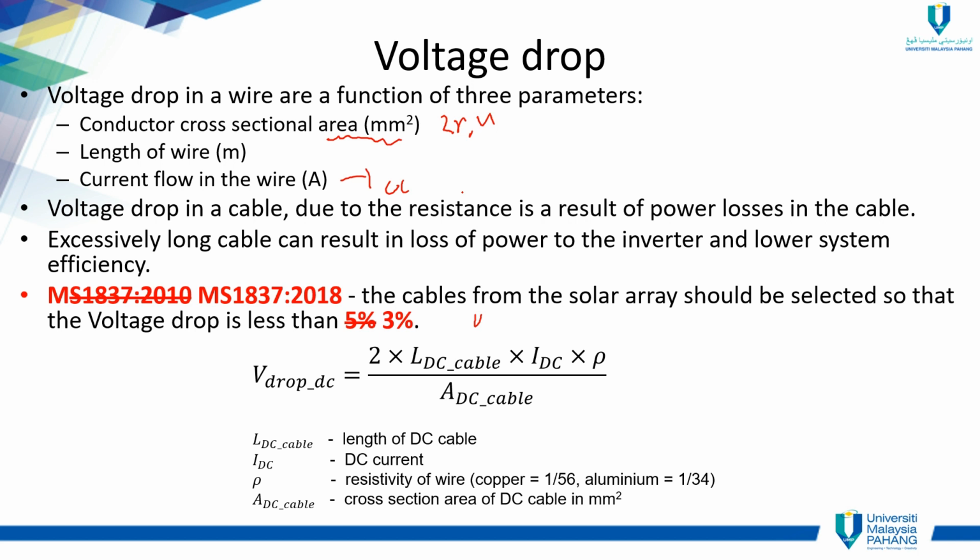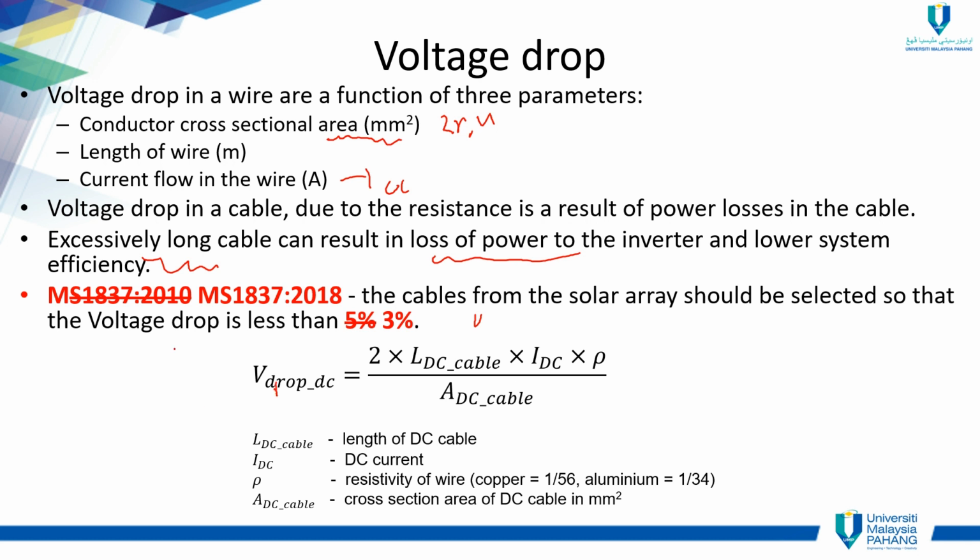Okay, voltage drop in the cable due to resistance is the result of power losses in the cable. Excessively long cable can result in loss of power to the inverter. I think you know already. You learned already in the EPS, electrical power system. And maybe for those who have been in the internship also, who are doing the installation, so to get used with that. Okay.